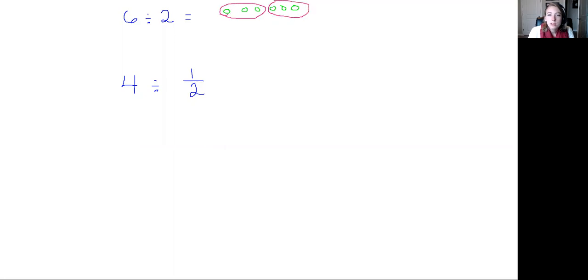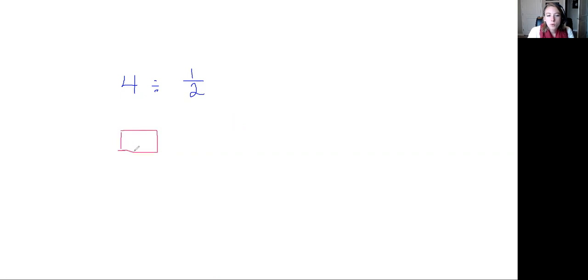And the way that we're going to think about this problem right here, the 4 divided by 1/2, is to think about how many 1/2s are in 4. So we're going to be thinking about that first situation where we have 4 and we want to see how many groups of 1/2 there are. So what I'm going to do is I'm going to model this, and I would encourage you to model this on your paper as well.